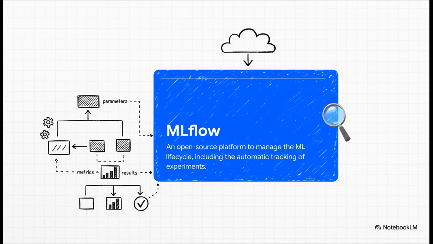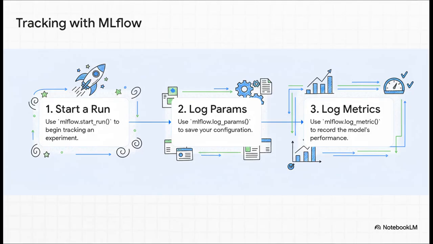No more lost experiments. And you know what? Getting started is way simpler than you might think. It really just comes down to these 3 core steps in your code. First, you start a run. Then, you tell MLflow to log all the parameters from your config file. And finally, you log whatever metrics you care about, like accuracy or loss. That's it. MLflow takes care of all the heavy lifting behind the scenes.